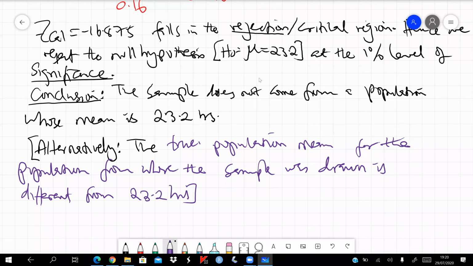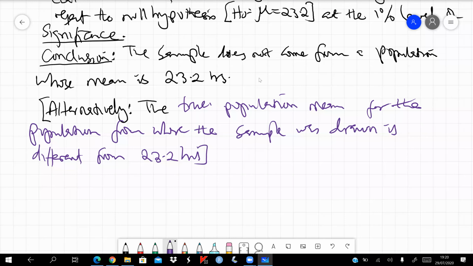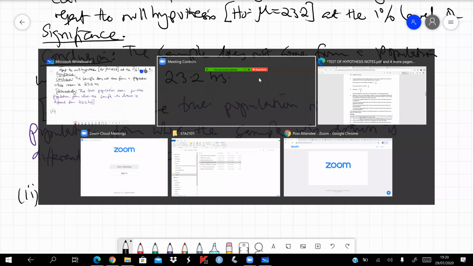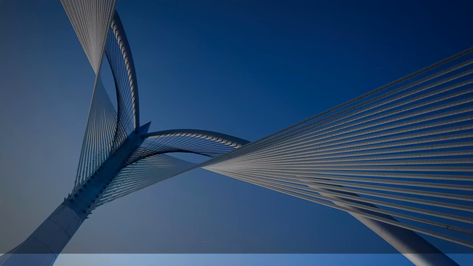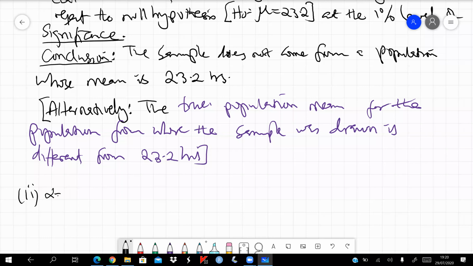I want us to go to part 2 of that question. We are still given the same information, but now they are giving us a new alpha. If alpha is 5%, you want to do a similar test at 5% level of significance, to test whether this sample comes from a population whose mean is 20.8 hours. So in this case, we are changing alpha to 5%.